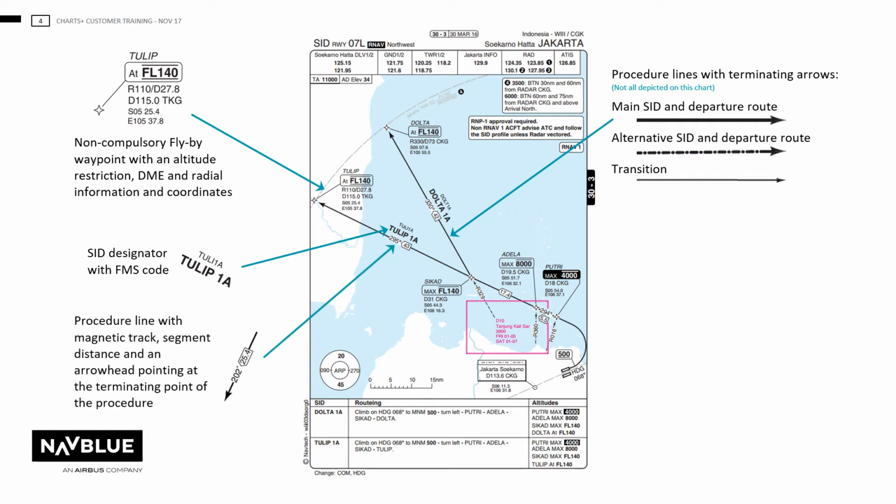Procedure line with magnetic heading and distance. Distances will be shown in decimals. If the official distance is more than 30 nautical miles, NavBlue will round to the nearest whole value.